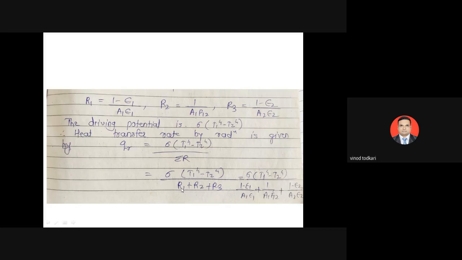What is the value of R1? R1 is surface resistance. It is given by the formula 1 minus emissivity upon area into emissivity. R2 is the shape resistance of 1 with respect to 2, 1 upon A1 into F12. What is R3? Surface resistance of plate 2. It is given by the formula 1 minus emissivity upon area into emissivity, so it is 1 minus epsilon 2 upon A2 into epsilon 2.